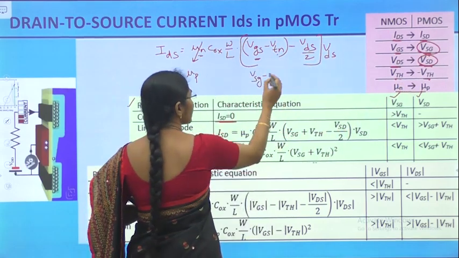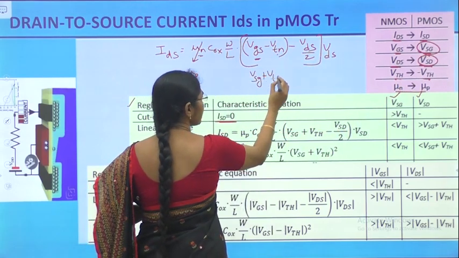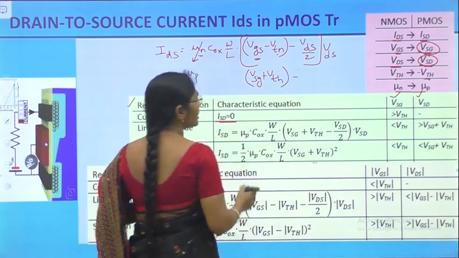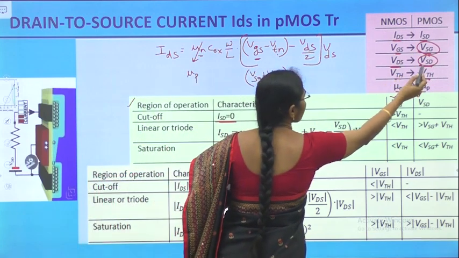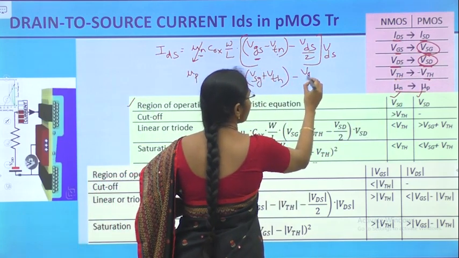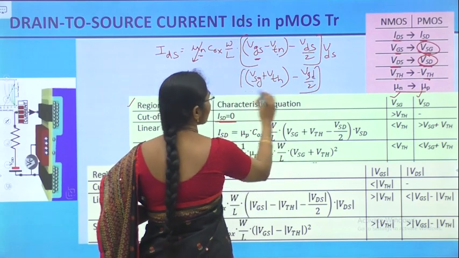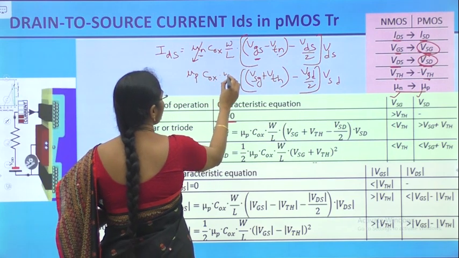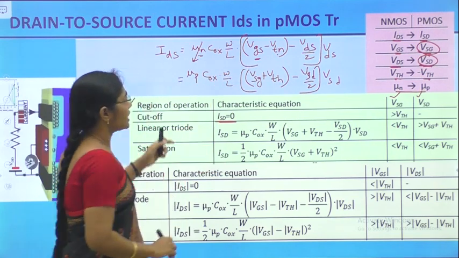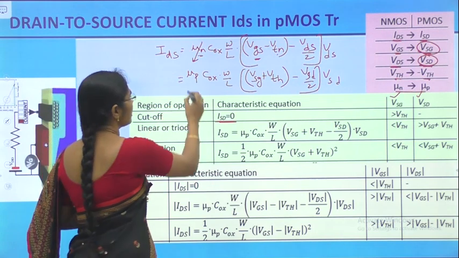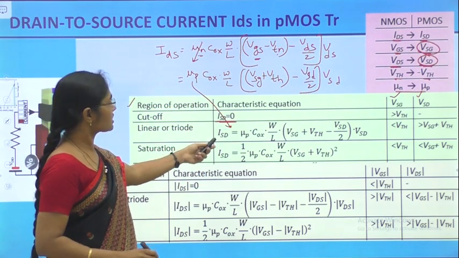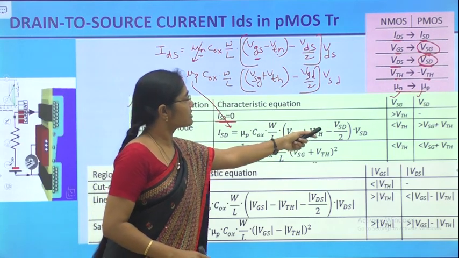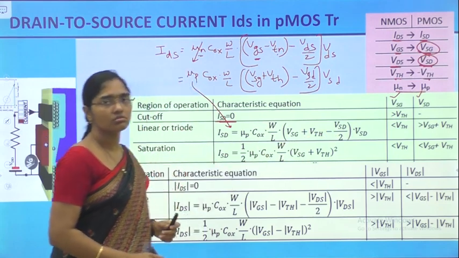So let us take VSG, and VTN becomes VTP. That VTP is negative, so minus of minus becomes positive. So VSG plus VTH minus VDS. Instead of VDS what do we have to take? VSD. So take VSD by 2, into VSD. This is COX into W by L. So this is equal to the current equation in the PMOS transistor: ISD is equal to mu P into COX W by L, into VSG plus VTH minus VSD by 2, into VSD.